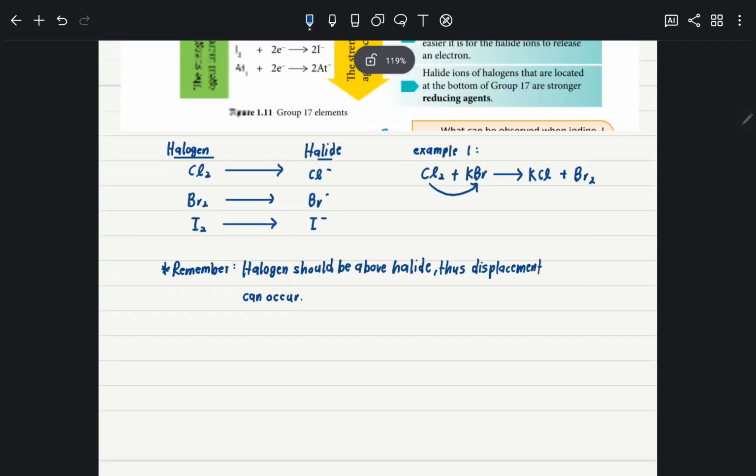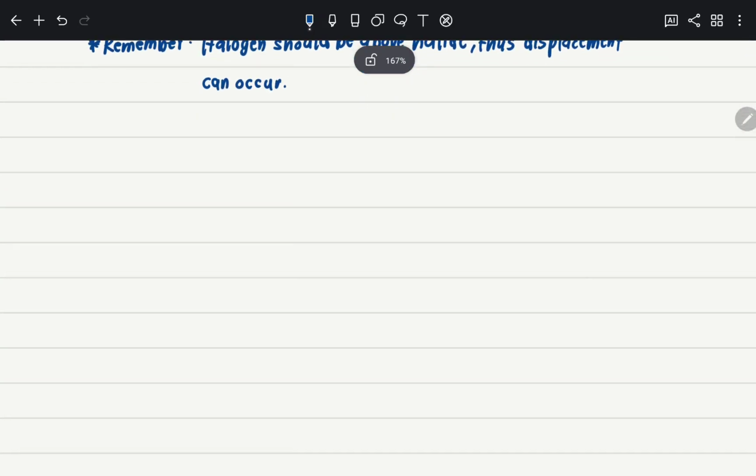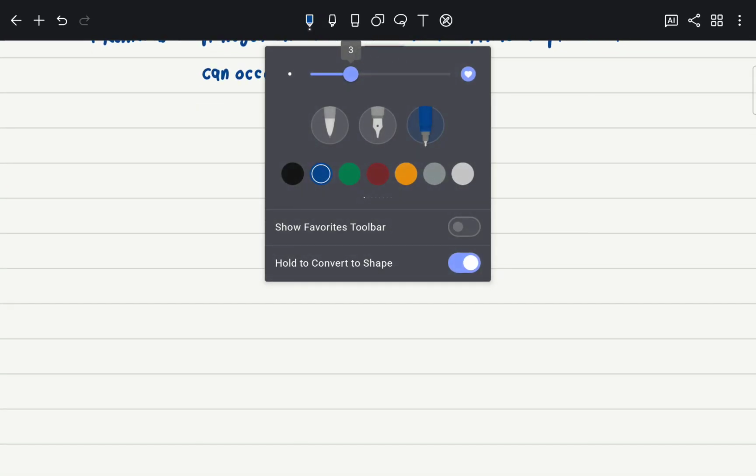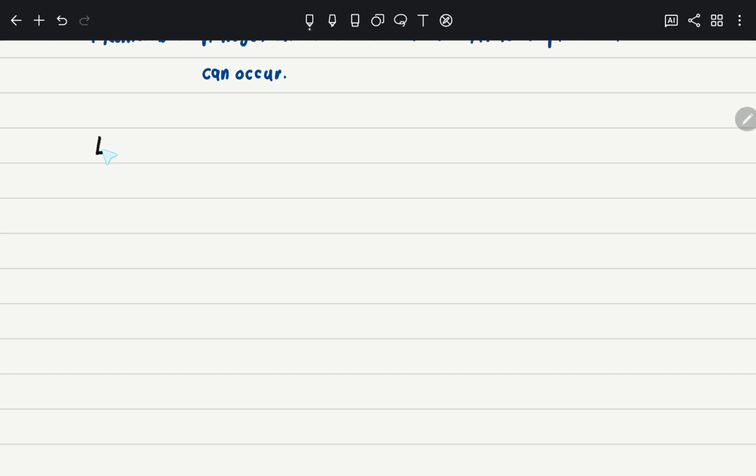Okay, I give you another example. Let's say I give another 2 or 3. I use a black color pen. Example 2 for you. Let's say I have bromine plus, I put chloride, so I have KCl. I don't know, I just like using KCl. Okay, produces what? This is example 2 for you.